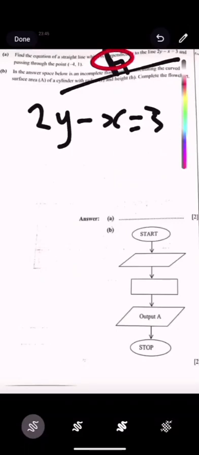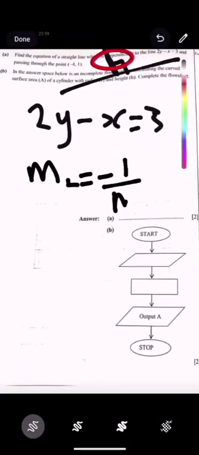Now the property of these two lines is they share a property that connects their gradients. That is, the gradient of the line we want, we're going to call it mP, is equal to negative 1 over the gradient of the given line, which we're going to call mL, because the two lines are perpendicular. We're looking for the perpendicular line, so we call it P, and the given line we just call it L, whatever you want.